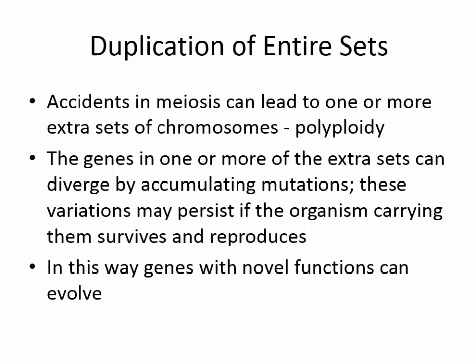Accidents in meiosis can lead to one or more extra sets of chromosomes, which is known as polyploidy, as we already know. The genes in one or more of the extra sets can diverge by accumulating mutations. These variations may persist if the organism carrying them survives and reproduces, and in this way, genes with novel functions can evolve.